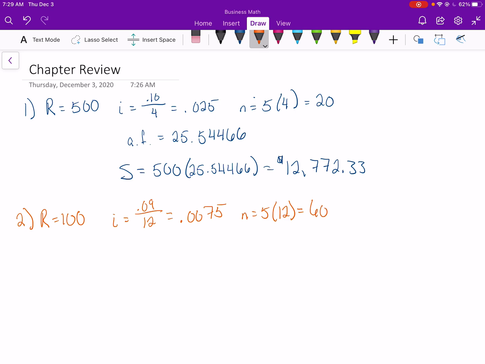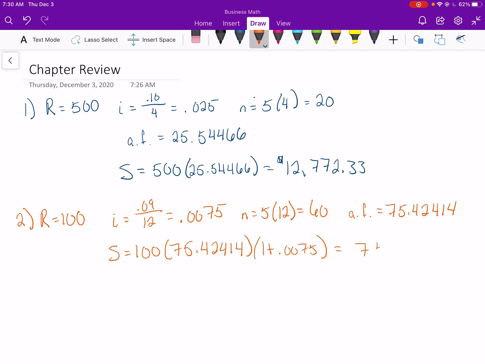So we get that our accumulation factor is 75.42414. Now, what makes this problem different from number 1 is that it's an annuity due, so it's paid at the beginning of every month. So we start out the same way. So we take our R times our accumulation factor, 75.42414. But then we have to multiply by 1 plus I, so 1.0075, because we have that extra compounding period. So we get $7,598.98.